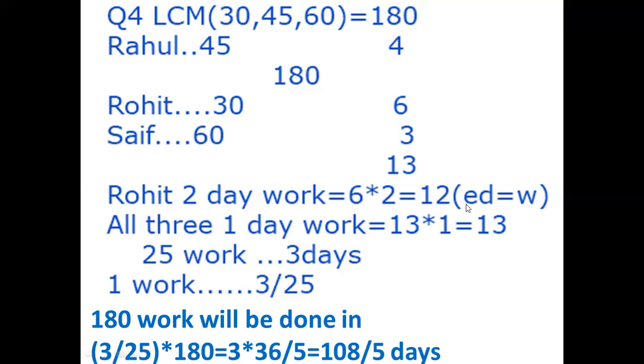I'm using the formula E into D equal to W to find the total amount of work. So all three's 1-day work will be 13. If you look carefully, this 12 plus 13 is 25. This 25 work has been done in 3 days, 2 days this and 1 day this. So one work will be done in 3 upon 25 days. So this 180 work will be done in 3 upon 25 into 180. You solve it, you're getting 108 upon 5 days.